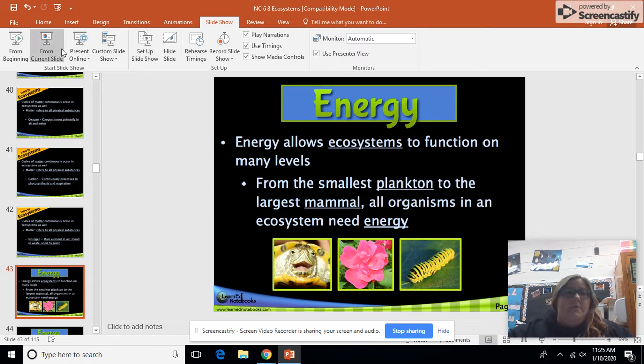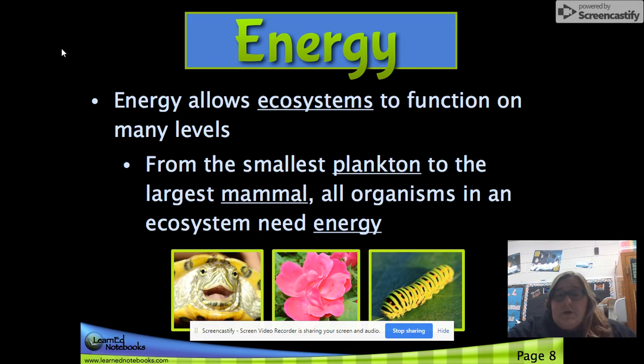All right. So today is page 8 notes. We're starting with energy. So we kind of already covered ecosystems. What is an ecosystem? What are they made of? Now we're going to talk about how the energy is moved through the ecosystem.